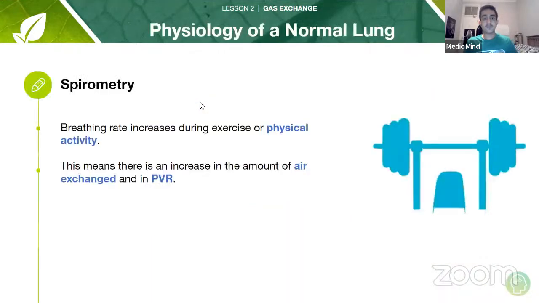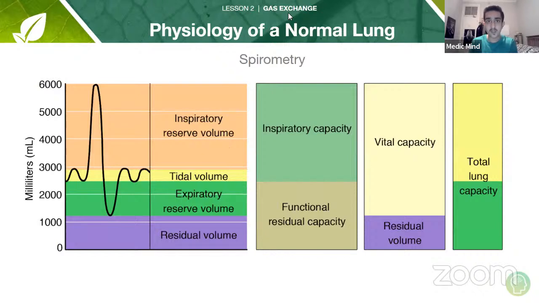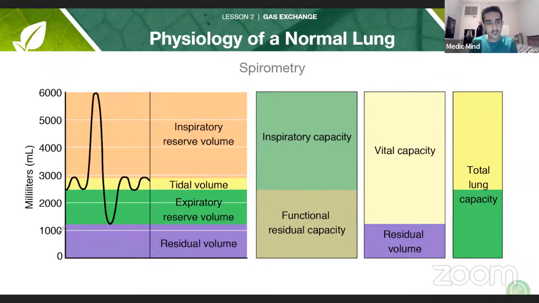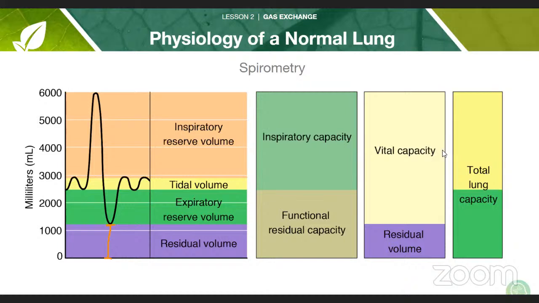Okay. Remember, breathing rate increases during exercise or physical activity, which means that there's an increase in the amount of air exchange and an increase in PVR. It's really important to know the graph, though. So your tidal volume, normal breathing. Your residual volume is basically the maximum point that you can get out from your expiratory reserve volume all the way down to the bottom. Breathing rate and ventilation rate is the same. And then you've got your different capacities that are here. The best way to learn this is to memorize it. It's something you need to know from memory, but link it back to your definitions and you'll be fine.